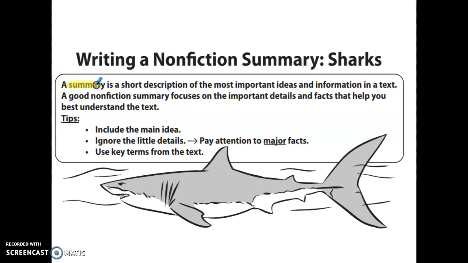So a summary is a short description of the most important ideas and information in a text. A good nonfiction summary focuses on the important details and facts that help you understand. So some tips: include the main idea, ignore the little details, and use key terms. So we're going to take a look at a passage about sharks, and we're going to do exactly that. We're going to include the main idea, ignore the little details, and use key terms from the text.